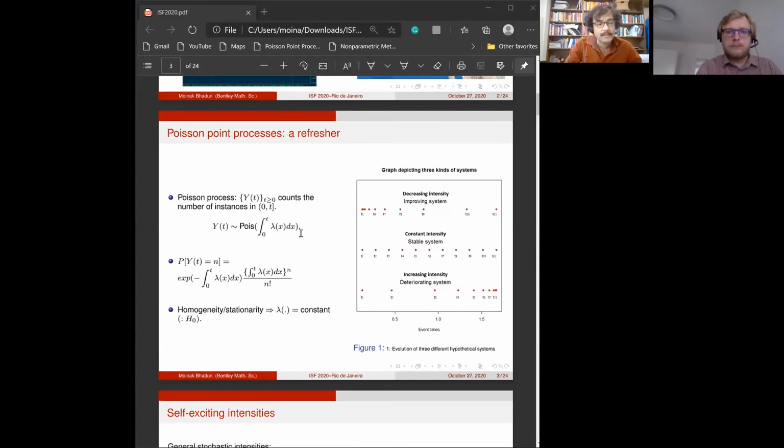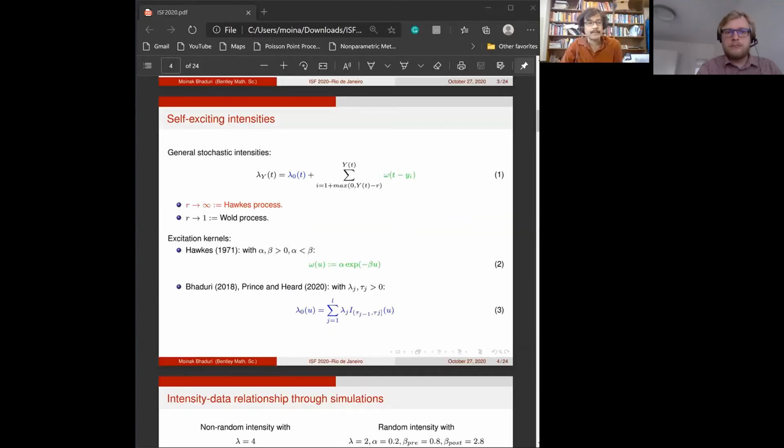Through this work, we are trying to question the nature of this underlying intensity, especially whether it's a constant function, independent of time. Graphically, that would lead to this kind of a monotonic flow of shocks, a stable or a stationary system, that is. Intervals of the same length are likely to contain the same number of shocks, regardless of where you are on the time axis. If, on the other hand, your intensity increases, then as time goes on, you'd expect more and more shocks, and your process will be deteriorating.